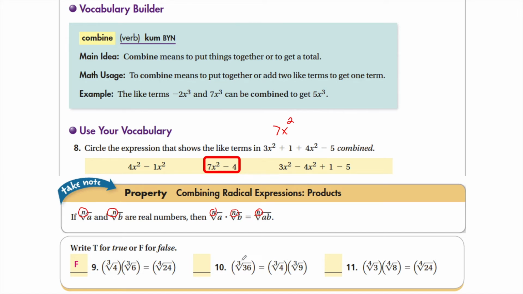We have the cube root of 36 is equal to the cube root of 4 times the cube root of 9. All the indexes match. 4 times 9 is in fact 36. That's true. We have the 4th root of 3 times the 4th root of 8 equals the 4th root of 24. All the indexes match once again, and 3 times 8 is in fact 24. Therefore, that one is also true.